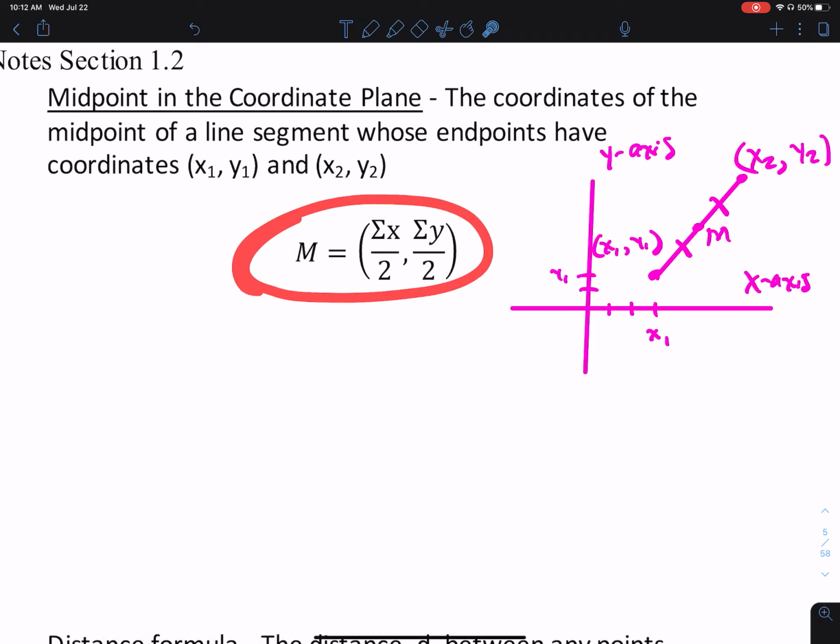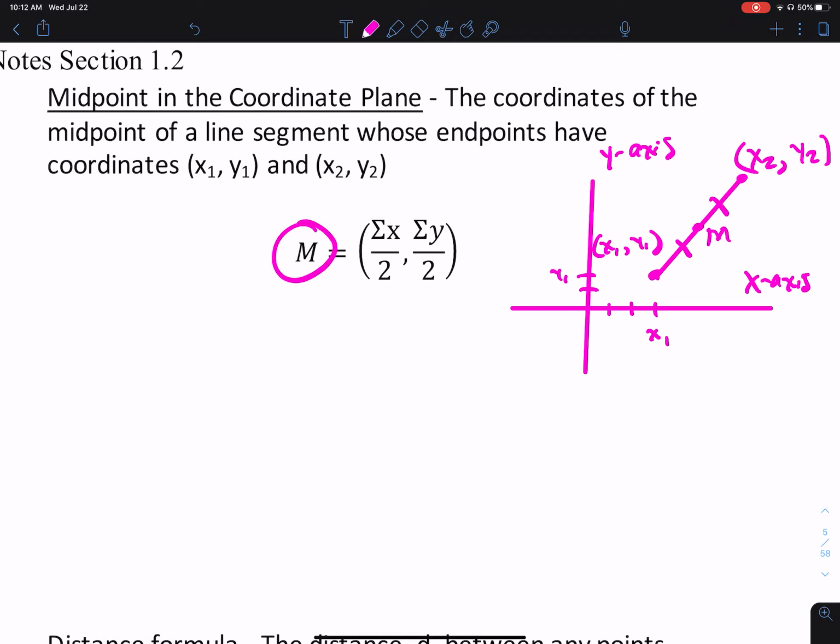So this formula, a formula has an equal sign with a left and a right side. This M represents midpoint. It's equal to an ordered pair, x followed by y. This symbol here is sigma. It means to add. So this simply means to add your x values, x sub 1, x sub 2.